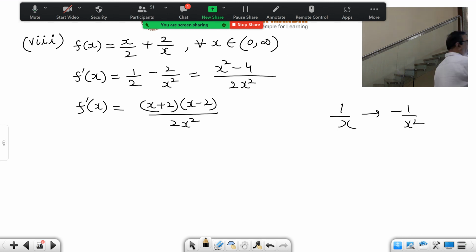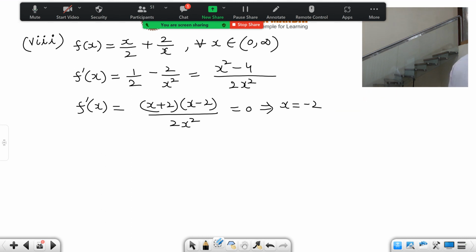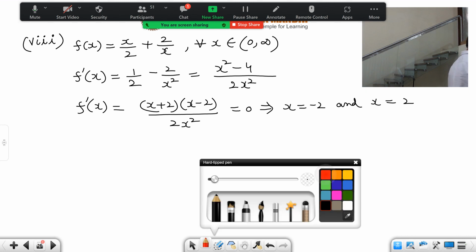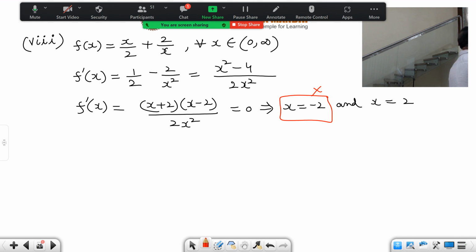Right. If you equate it to 0, you are going to get two values: x is equal to minus 2 or x is equal to plus 2. But minus 2 we should not consider. Why? Sir, it is not in the domain. Correct. So minus 2, let us not consider it because the domain is given to be x belongs to 0 to infinity only. So minus 2 we don't bother. We'll consider 2 only.